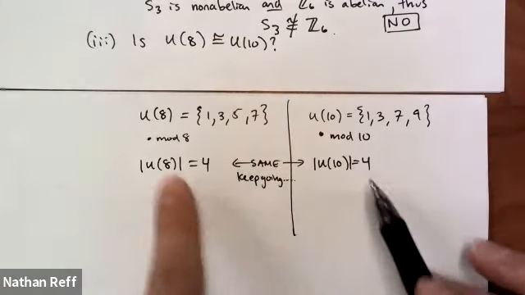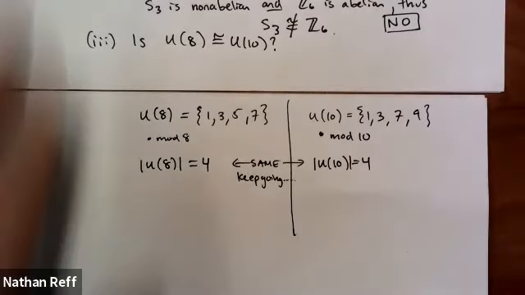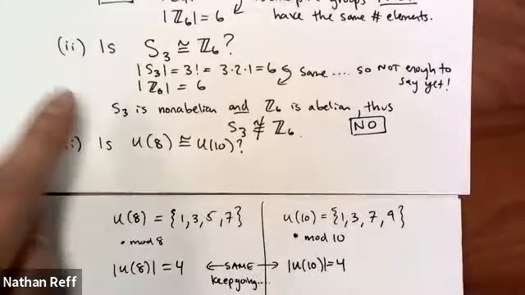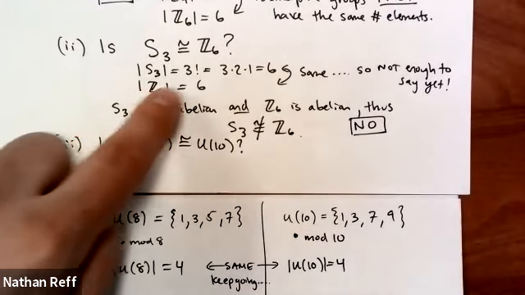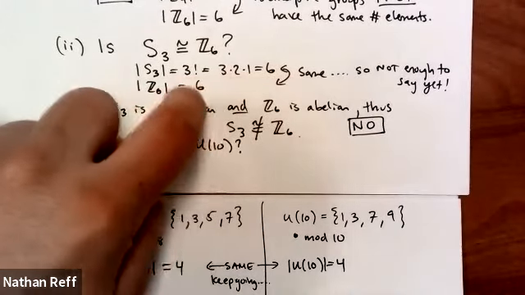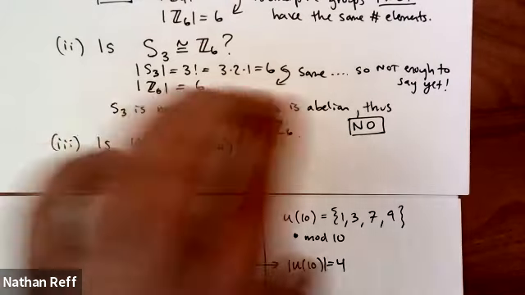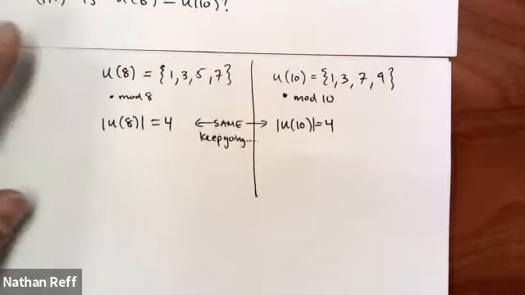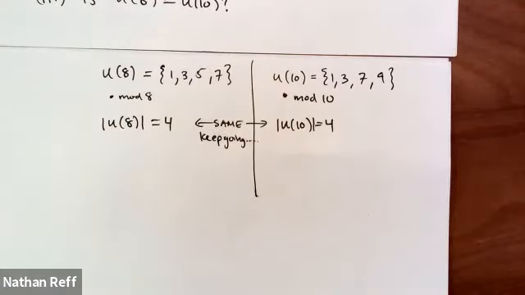Just knowing that the orders are the same is not sufficient, as we saw in number 2 here, right? Number 2, S3 and Z6 have the same number of elements. They both have 6 things in them, but one is non-abelian and one is abelian, so they're not isomorphic. Okay. So here they both have order 4, so maybe they are or maybe they are not isomorphic. We don't know just yet.